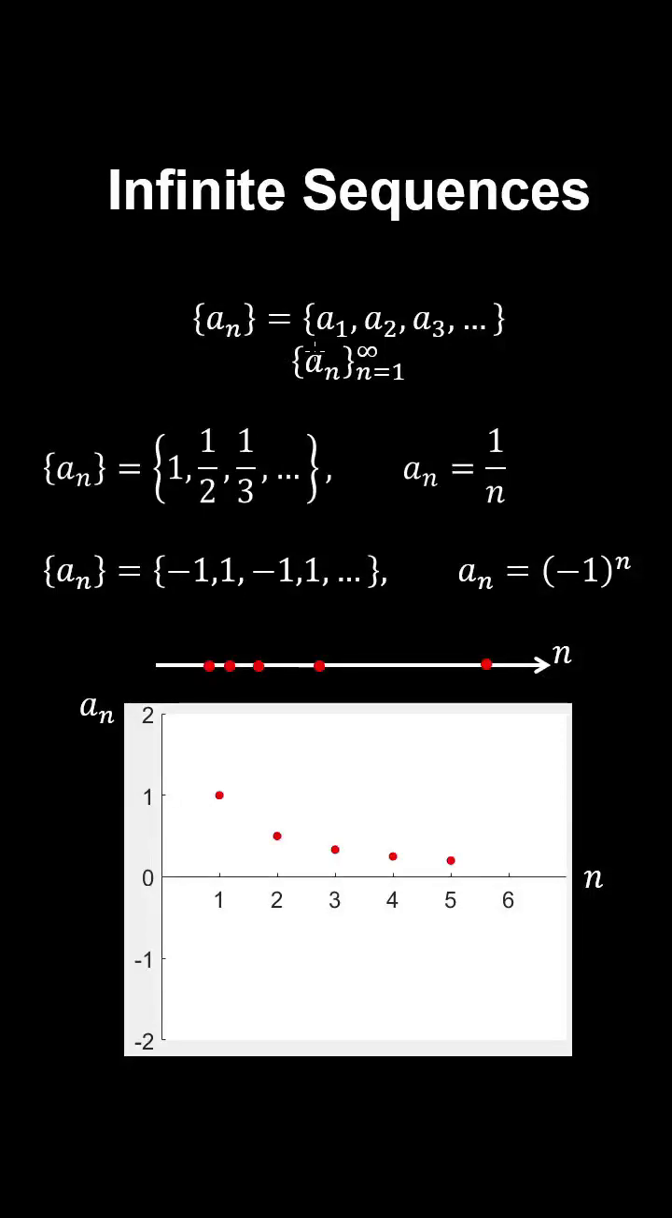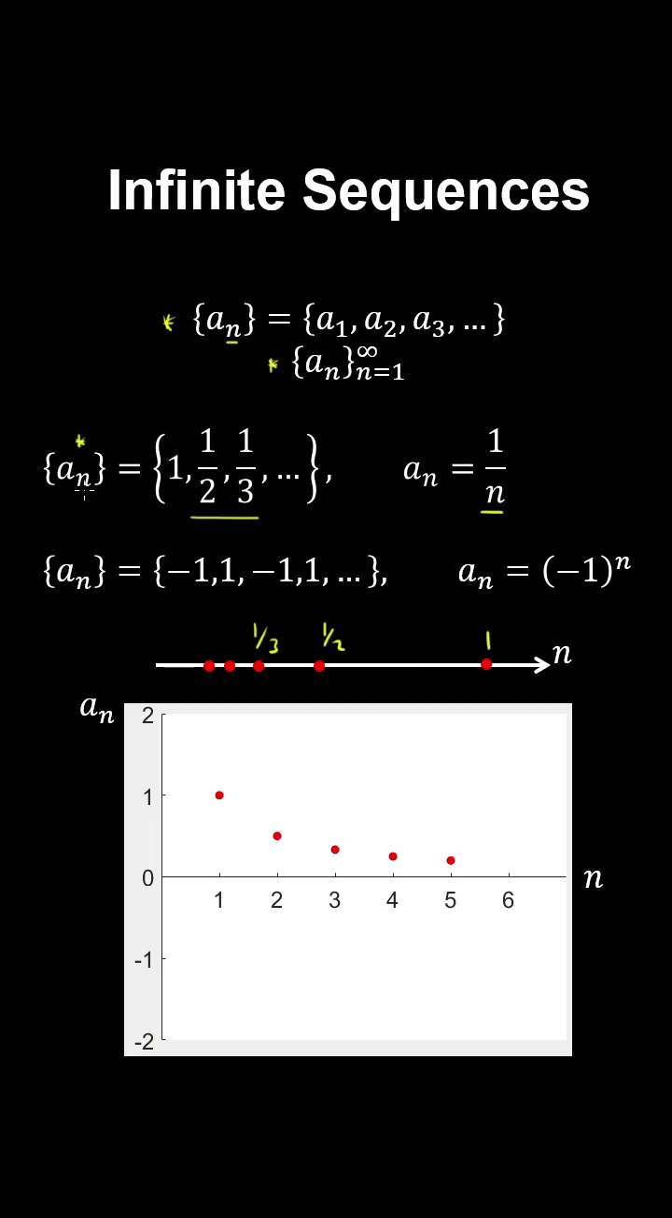An infinite sequence is a list of numbers that go on forever and follow a specific rule or pattern. So here are some ways we can represent infinite sequences where the subscript n goes from 1 to infinity. And in this example of an infinite sequence, which follows this rule, the numbers in the sequence can be represented on a real line or graphically. So what we have is 1, 1/2, 1/3, 1/4, 1/5, and so on.